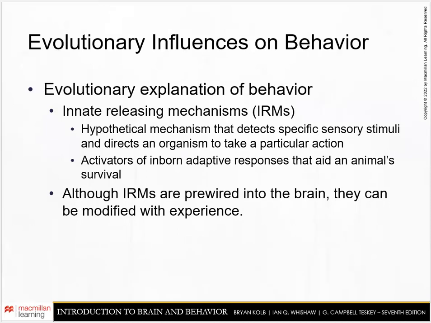So why are there brain circuits that exist to help us understand behavior? One of the explanations, from an evolutionary perspective, is the concept of the innate releasing mechanism, or IRMs. These are a hypothetical mechanism that's used to detect specific sensory stimuli and direct an organism to take a particular action. These activators of newborn adaptive responses then aid an animal's survival. As the name implies, since it's innate, these mechanisms are present from birth.